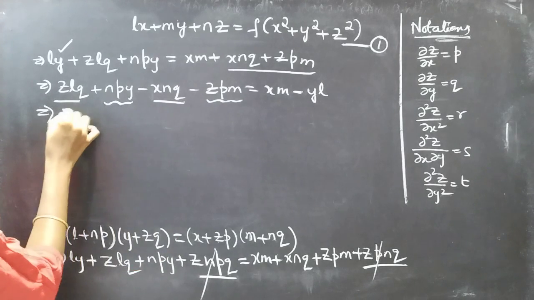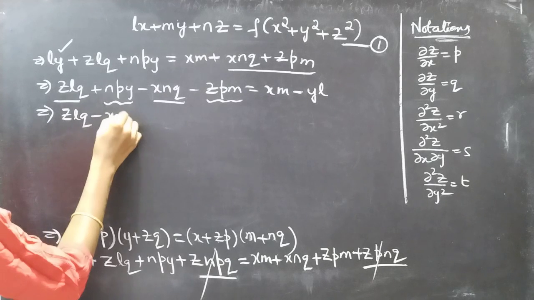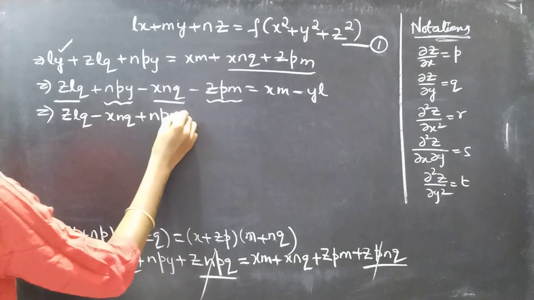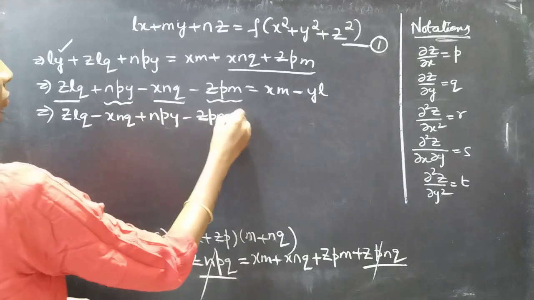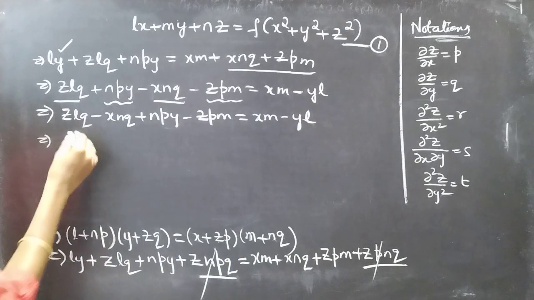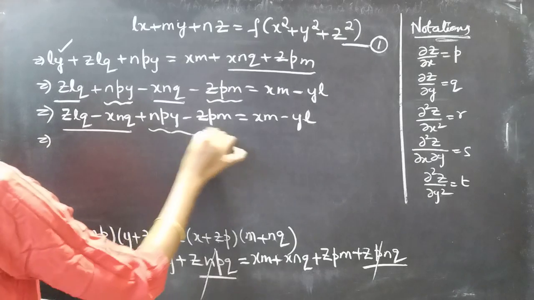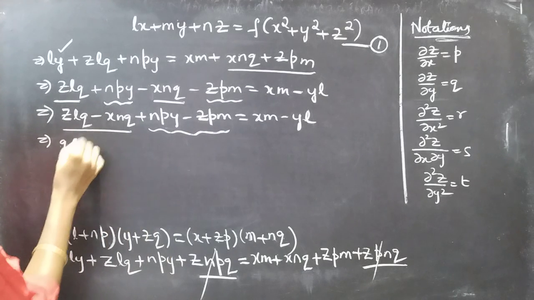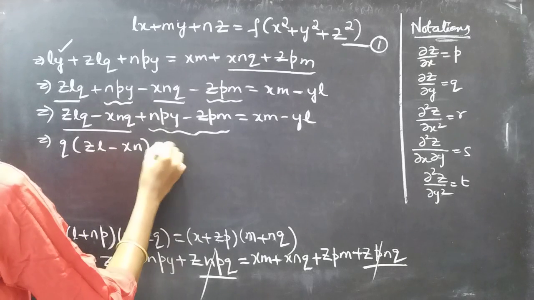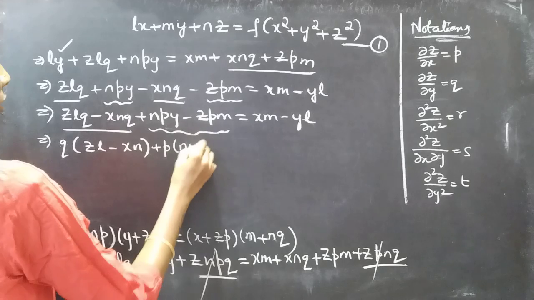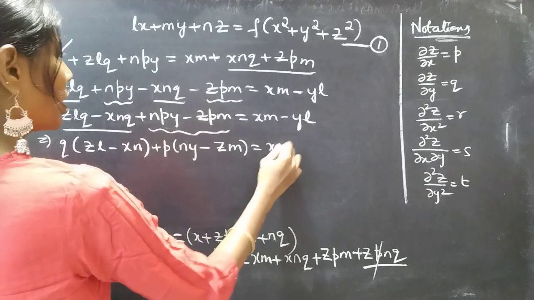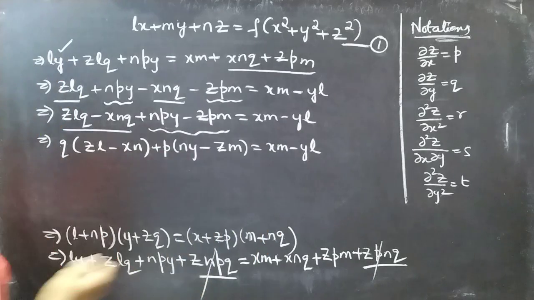Okay, I'll write the terms involving q first. Now I'll write the terms involving p. Right. Now let's take q common from these two terms and p common from these two terms. We'll get q times zl minus xn or nx plus p times ny minus zm equal to xm minus yl.